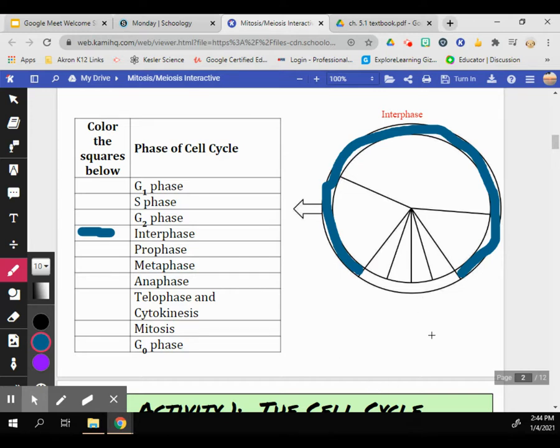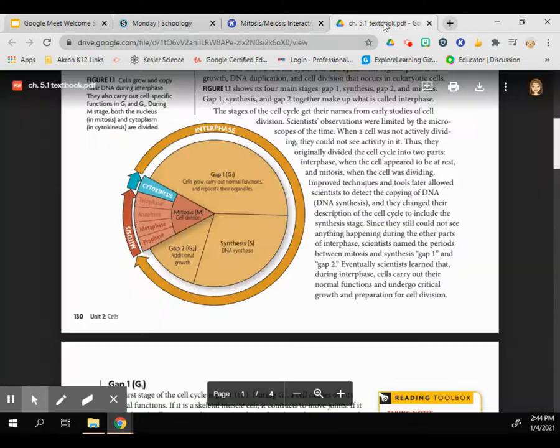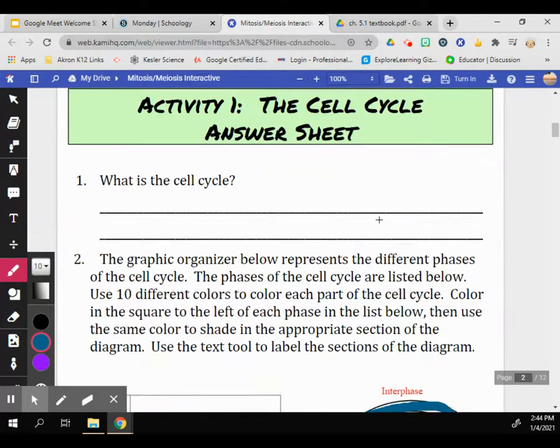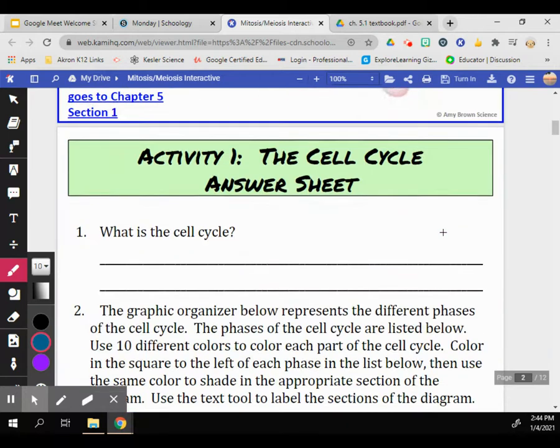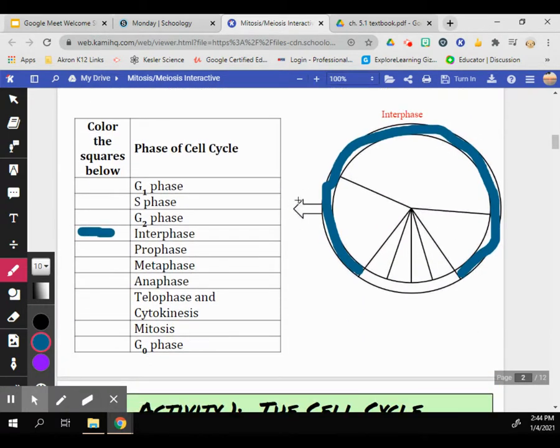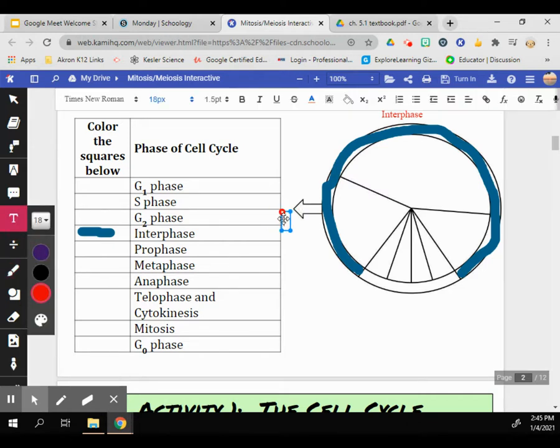Now there's one extra phase here that we don't really see on this picture. But if you go back up here, you can see there's a G0, and it's kind of coming off of G1. And so if we go down here, you can see there's this arrow pointing off of G1. That's going to be your G0. Okay, so I'm going to help you out with that one right here. So G0 phase. Okay, and then you'll color the arrow, whatever particular color you want to color it.